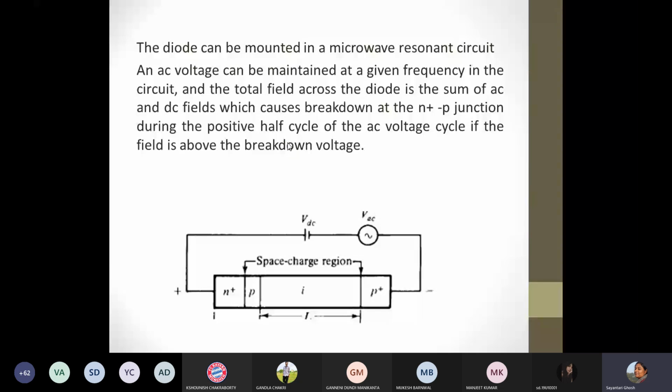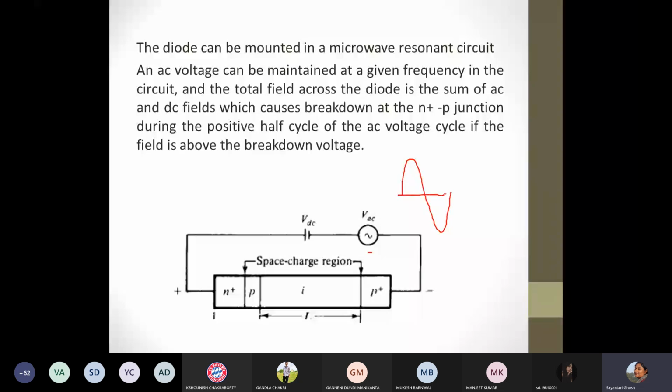Up to this point is fine. Then what we do is we fix this DC voltage at a certain value just on the verge of the breakdown, and then we attach an AC with the circuit. The AC is such that the DC voltage is kind of a threshold. So the AC cycle will be going up and down like this, right? So it's a sinusoidal thing.